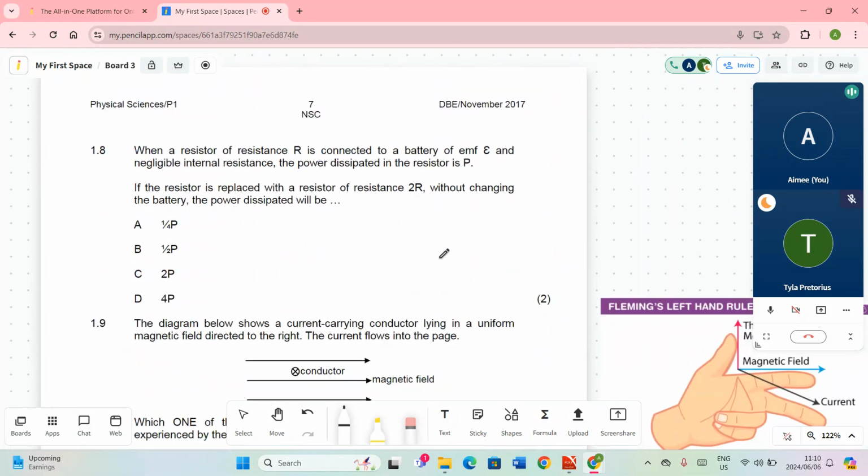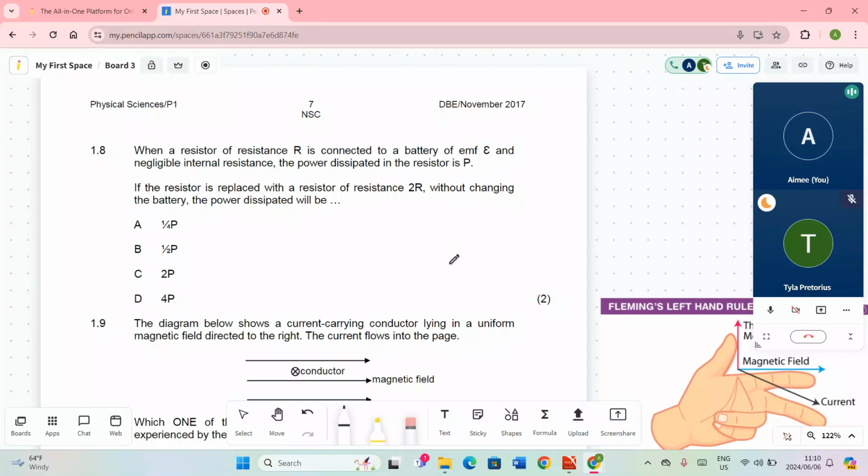Okay, next question, 1.8. When a resistor of resistance R is connected to a battery of EMF E and negligible internal resistance, the power dissipated in the resistor is P. If the resistor is replaced with a resistor of resistance 2R without changing the battery, the power dissipated will be.